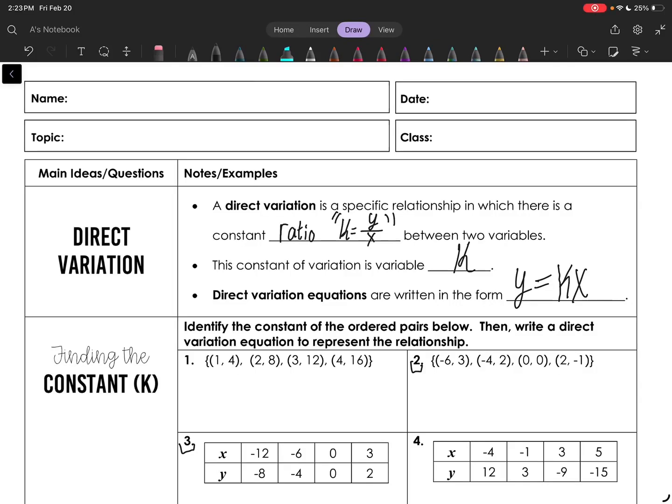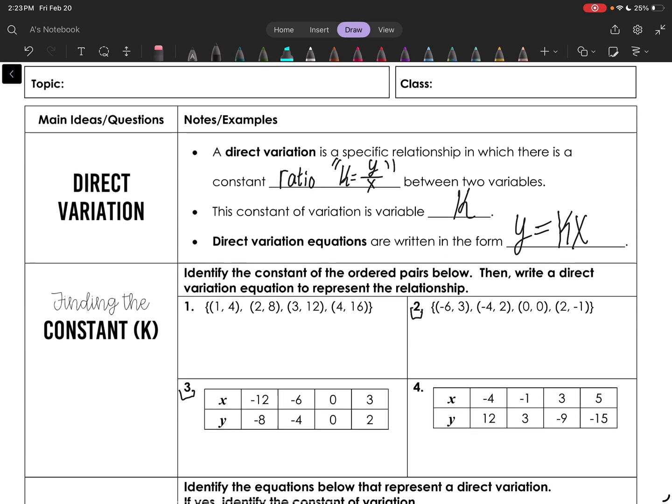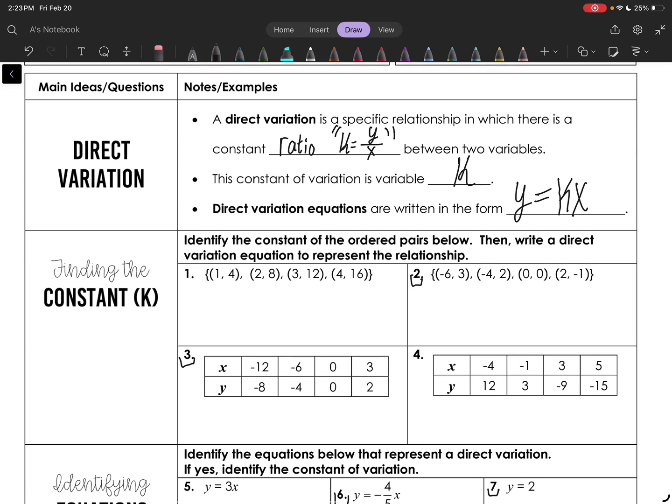Good day. Today we're going to look at direct and inverse variation. Direct variation is when you have a constant ratio, k is equal to y divided by x. The constant of variation is the variable k, and the equation is written in the form y is equal to k times x. This is like a linear function without a vertical translation.